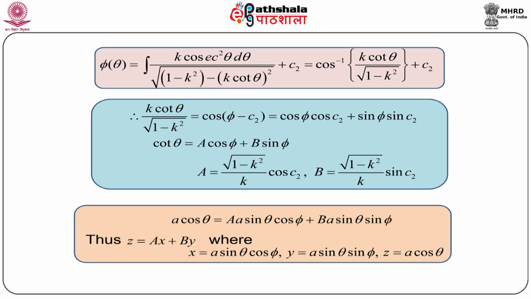So, in this expression we are multiplying by square root of 1 minus k square divided by k and get this result, where capital A is given by this one, this is a constant, whereas capital B is given by this one, this is another constant. So, we get the equation as given by equation 1.